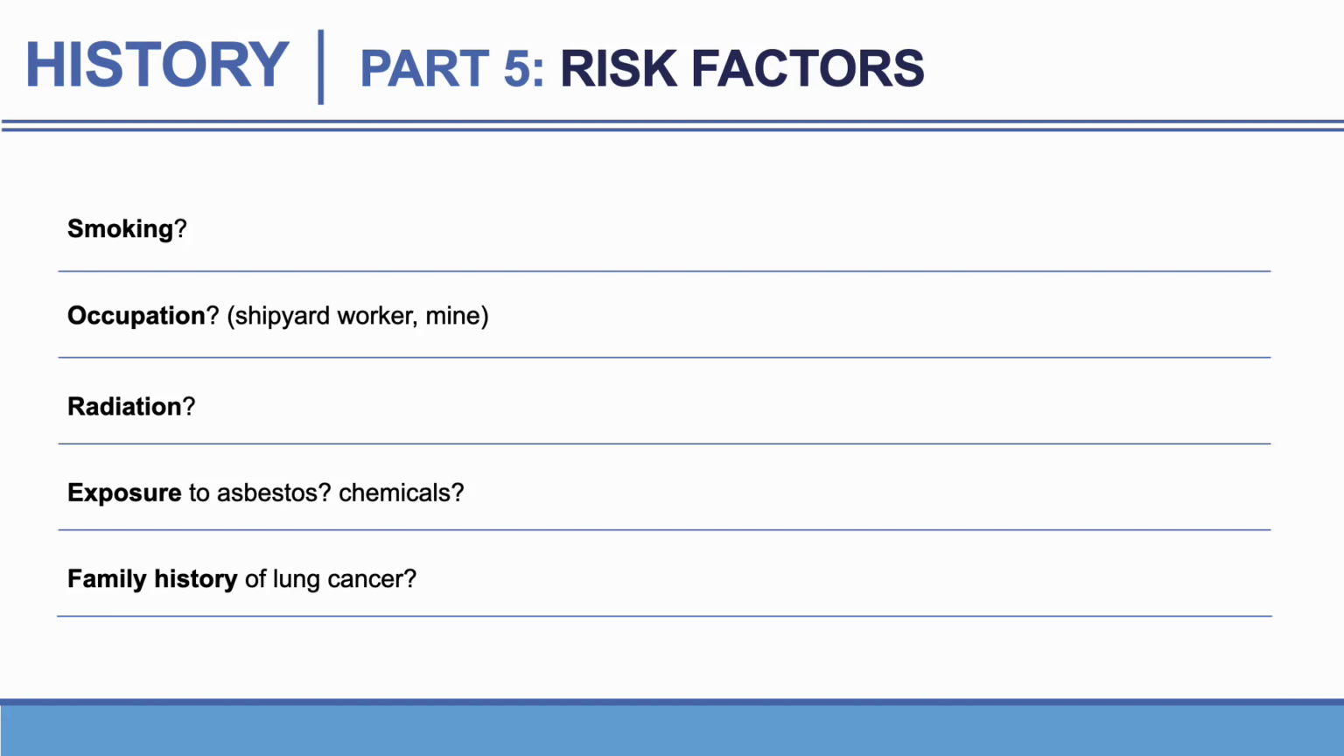Then you want to ask about their occupation. So you want to say something like, how do you support yourself financially? And then be more specific and say, have you ever worked in a shipyard or a mine? Have you ever been exposed to any radiation? How about any exposure to asbestos or industrial chemicals? And any family history of lung cancer.